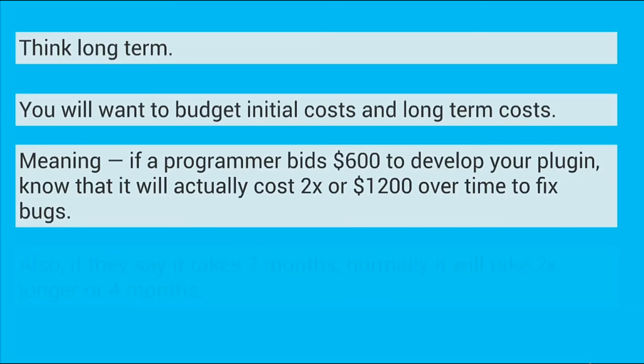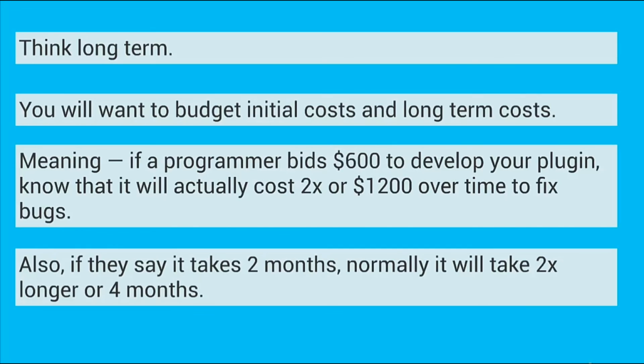and it's going to take time. Also, if they say, oh, it's going to take 2 months. Normally, yes, it might take 2 months for them, but there are bugs and they're going to have to work with you to make it work. So normally I double that or even triple that amount. Sometimes it takes 4 months. Sometimes it takes triple the amount, which is 6 months. So just keep that in mind as far as budgeting goes.